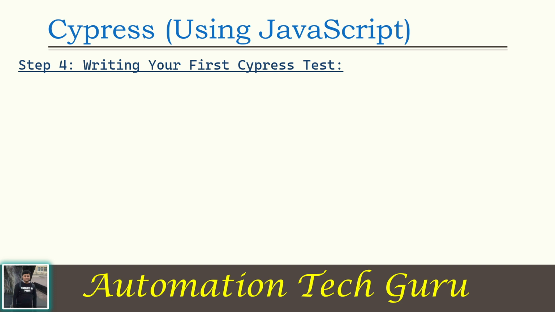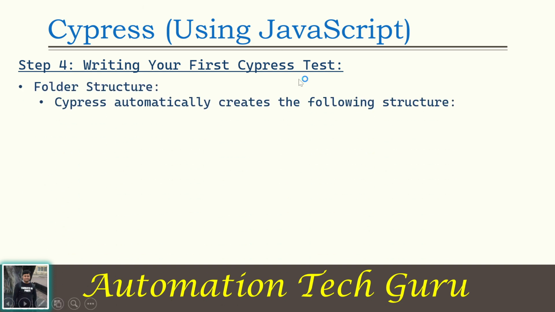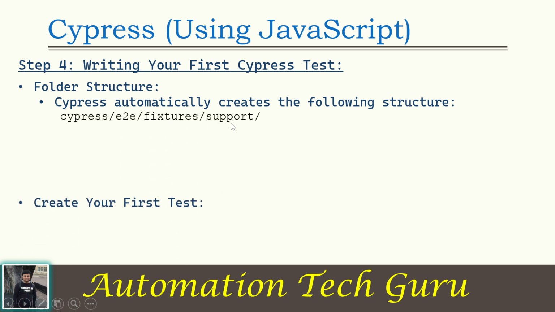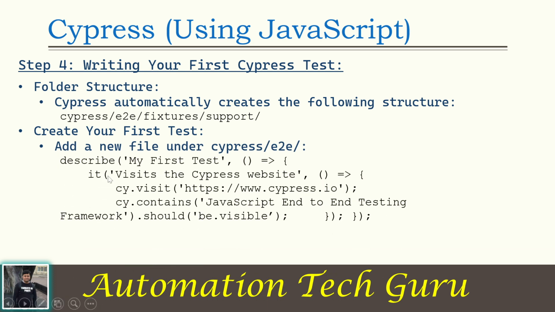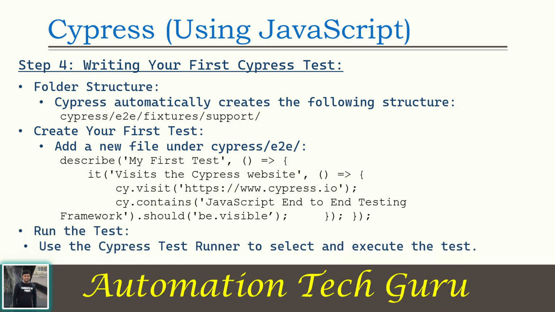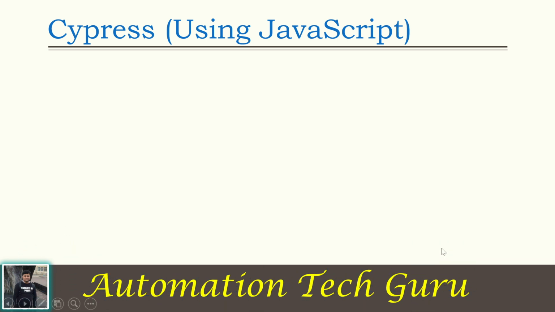Next, writing your first Cypress test, using the same JavaScript. Folder structure: Cypress automatically creates the following structure: cypress, e2e, fixtures, and support. Create your first test: add a new file under cypress/e2e, and then use describe, my first test. It visits the Cypress website, cy.contains, the cypress.io content, JavaScript end-to-end testing framework should be visible. In this way, you can write your test case, run it, and use the Cypress test runner to select and execute the test case.